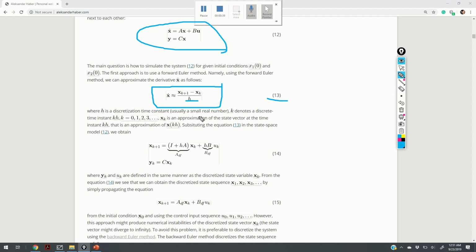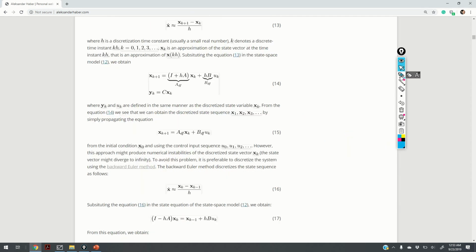discretization time constant. It is usually a very small real number. k denotes a discrete time instant, so basically we are dividing a time axis into discrete time instants. Let's say this is discrete time instant k, and the time length between two discrete time instants is basically equal to h. So the time between k minus 1 and k minus 2 is h.